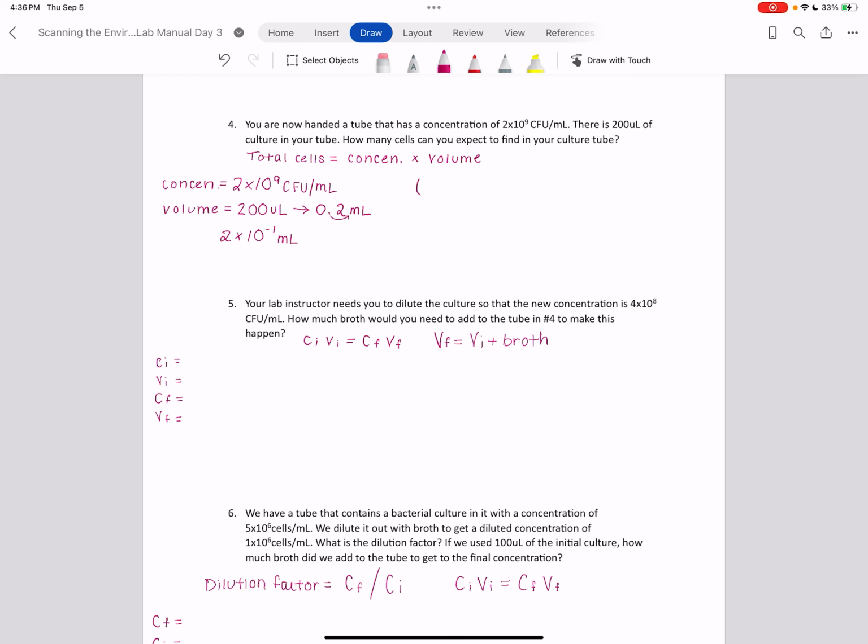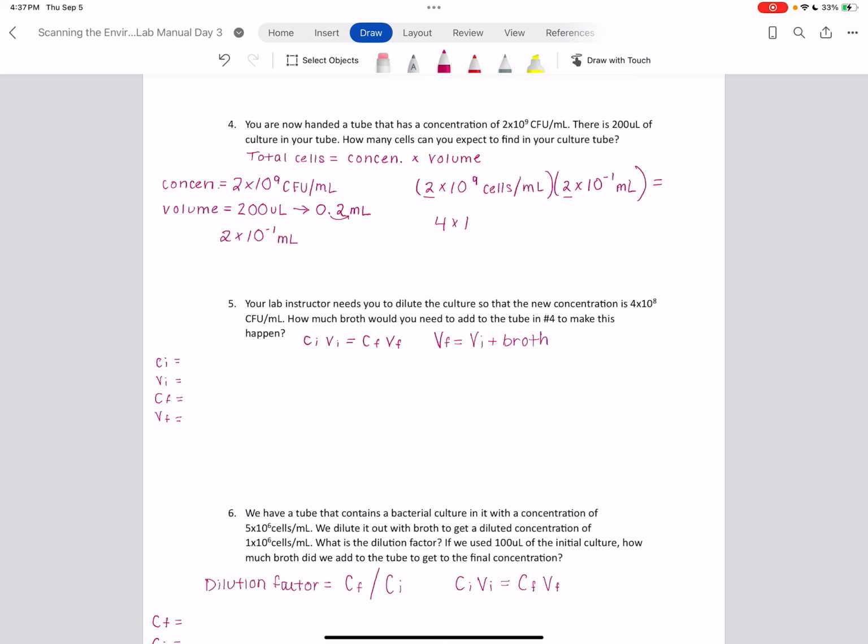If I rewrite the equation over here, plugging in my variables, we have 2 times 10 to the 9th. I'm just going to write cells per ml. Remember, those are interchangeable. This is going to be multiplied now, times 2 times 10 to the -1, and the units here are milliliters. And so now, our trick for multiplying scientific notation is we can take these first 2 numbers and multiply them like normal. 2 times 2 gives us 4.